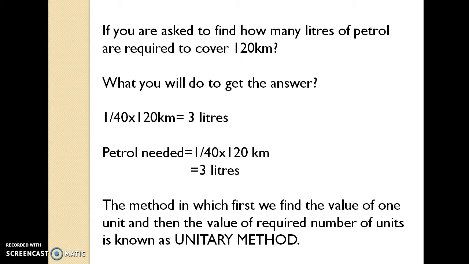The method in which first we find the value of 1 unit and then the value of the required number of units is known as the unitary method. It is known as the unitary method, wherein we first find the value of 1 unit and then the value of the required number of units. This particular method is called the unitary method.